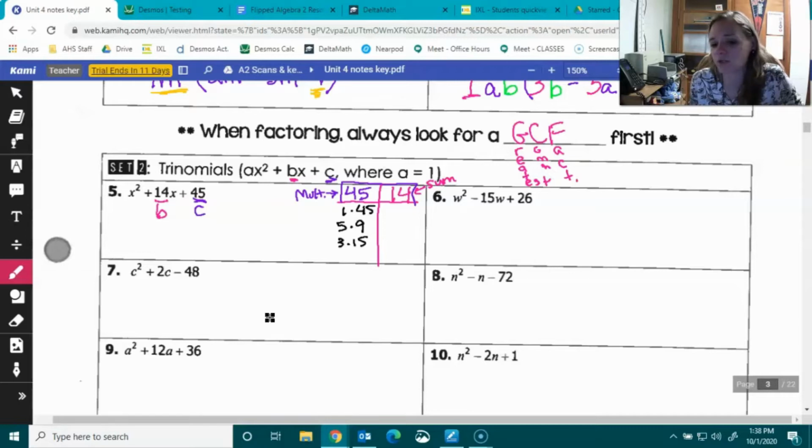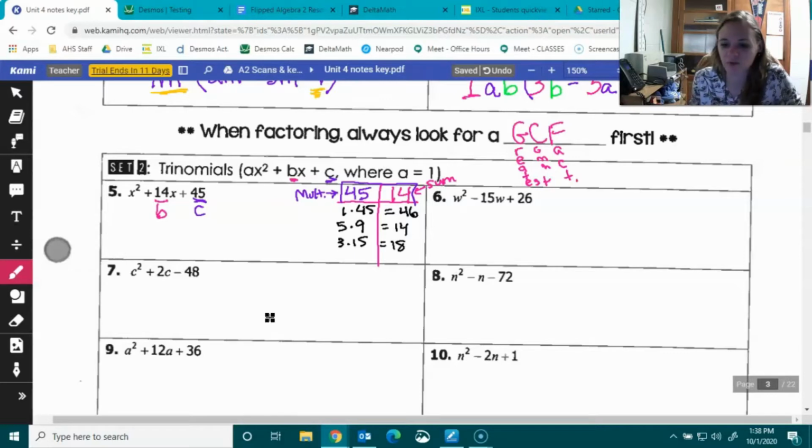Okay, so 1 plus 45 would equal 46, right? And that's not going to work. That's not 14, so we know it's not that one. What about 5 and 9? 5 plus 9 is 14. Ding, ding, ding. You really can just stop there and say, oh, that's my answer. Just to verify what I'm doing, we'll add these, and you get 18.